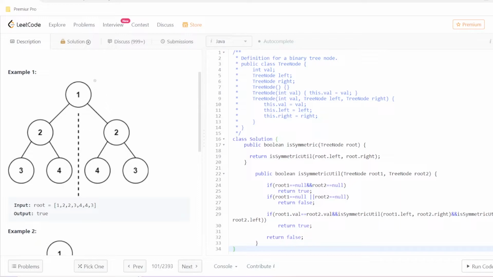So what we have to do is start from this root node. You're given input as a symmetric function and a tree node, and you have to return whether it's symmetric or not. In each iteration you will be going one level down.